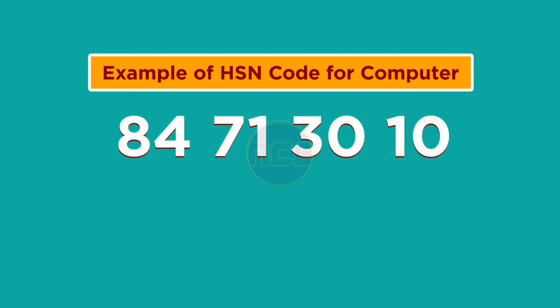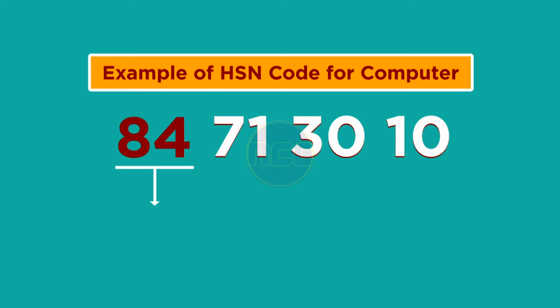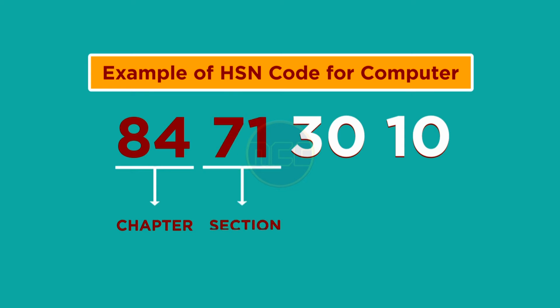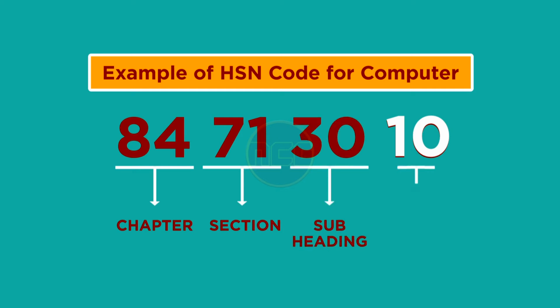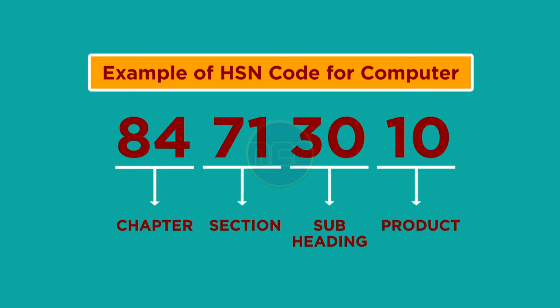Now, here is an example of HSN code for computer. HSN code for computer is 84713010. Let me explain. First 2 digits, that is 84, represent the chapter. Then the next 2 digits, that is 71, represent the heading. 30 represents the subheading and the last digits represent the product.